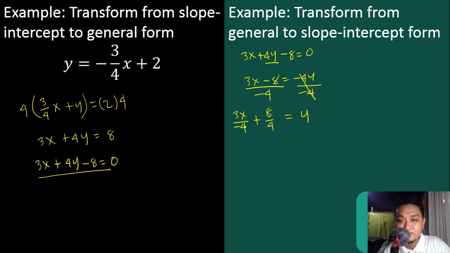Now, gagawin naman natin, ayusin natin tong fraction na to, and then let us try to evaluate this. So, that becomes negative 3/4 x plus 8 divided by 4 is 2. It's equivalent to y. And by symmetric property, that is also the same as y is equivalent to negative 3/4 x plus 2. And our slope here, ito po, our slope is negative 3/4.